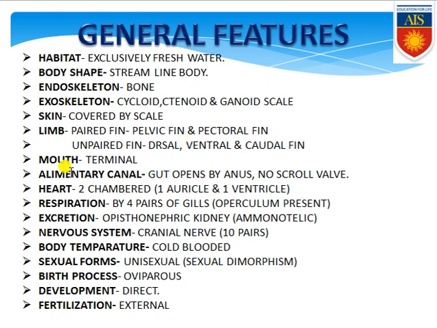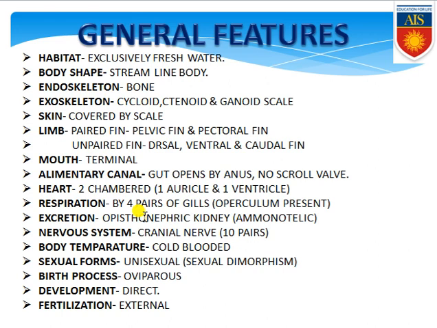Mouth, it's not ventral like the Chondrichthyes, rather it is terminal. Alimentary canal, that is the gut, opens by the anus, and there is no scroll valve present like in the Chondrichthyes organisms. Heart, that is absolutely two chambered, one auricle, one ventricle. Respiration, they have four pairs of gills, and keep it in your mind, an operculum is present, the gills are covered by a hard operculum. Excretion, opisthonephric kidney. Opisthonephric kidney means the type of kidney which is almost primitive or rudimentary, and they are ammonotelic, that means releasing ammonia.